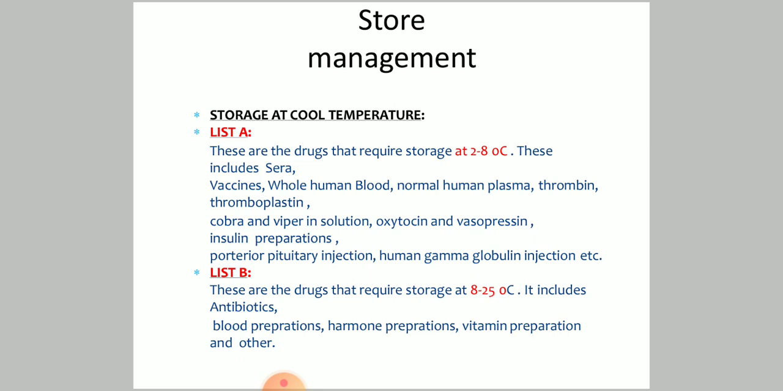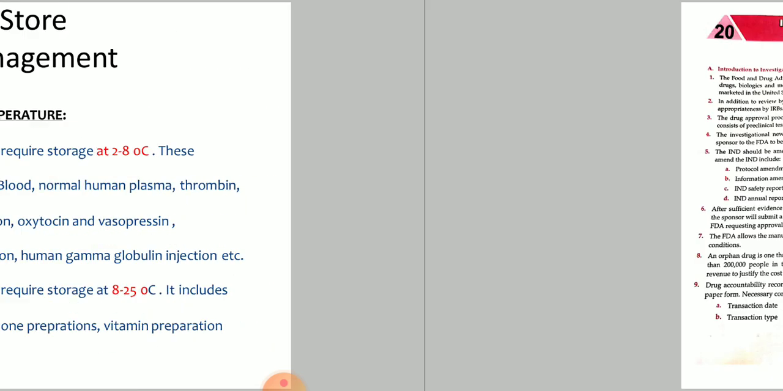In store management, for storage at a cool temperature, they have listed different drugs. List A contains all those drugs which are kept at 2 to 8 degrees, like sera, vaccines, whole human blood, normal human plasma, thrombin, thromboplastin, fibrin in solution, oxytocin, vasopressin, and insulin preparations. List B contains the cold storage drugs which are kept at 8 to 25 degrees centigrade. It includes all the antibiotics, blood preparations, hormone preparations, vitamin preparations, and others.